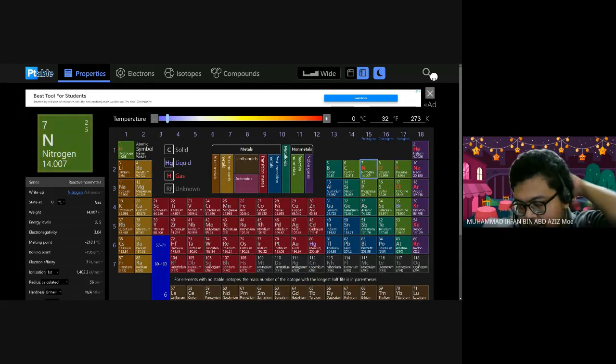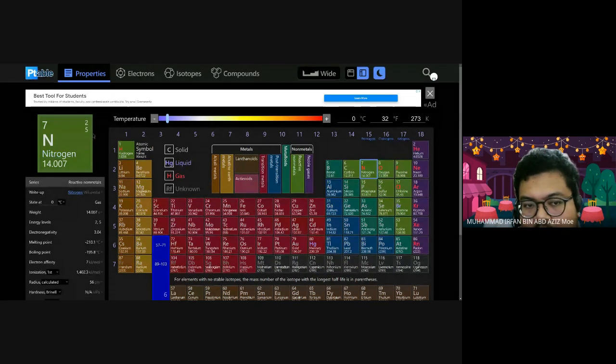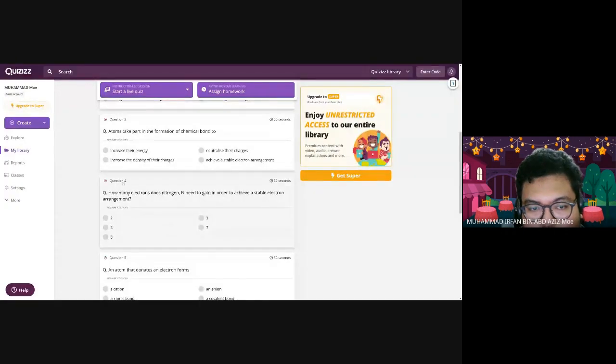For the question earlier, nitrogen has 5 valence electrons and we want 8. So it is easier to add 3 more electrons rather than donate 5 electrons. So the answer for question 4 is 3.